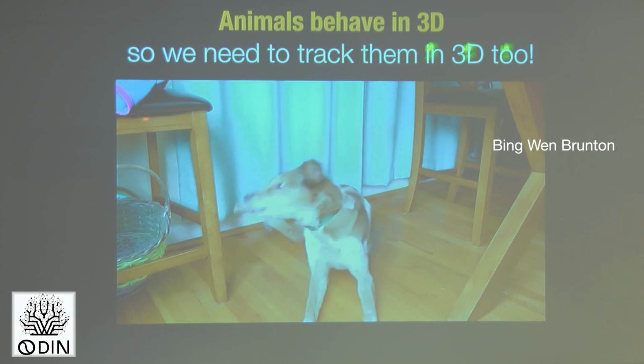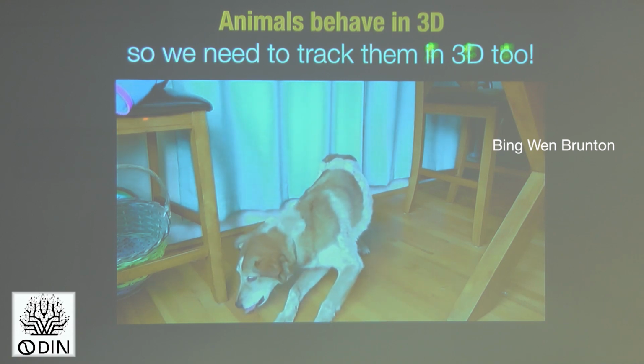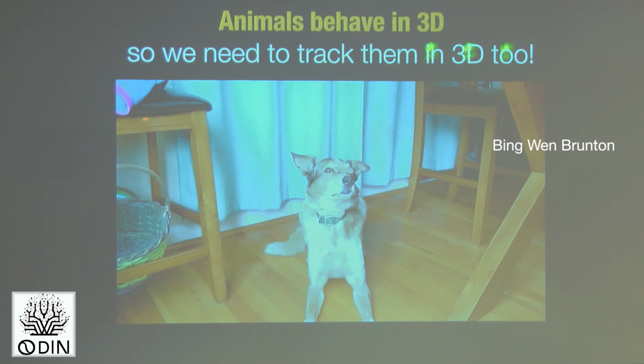Got this dog when we were in grad school, and I was really frustrated training a bunch of rats, and so I trained him instead. It was way easier. Okay, cool.